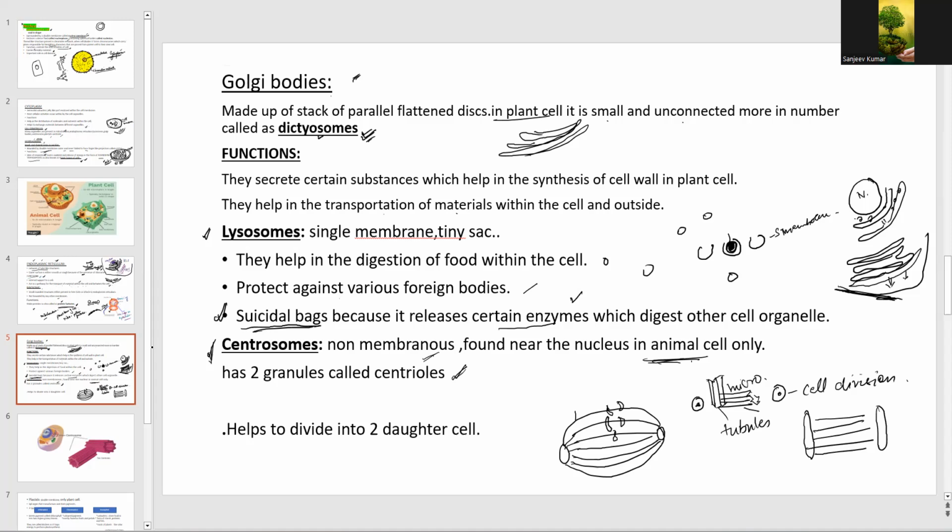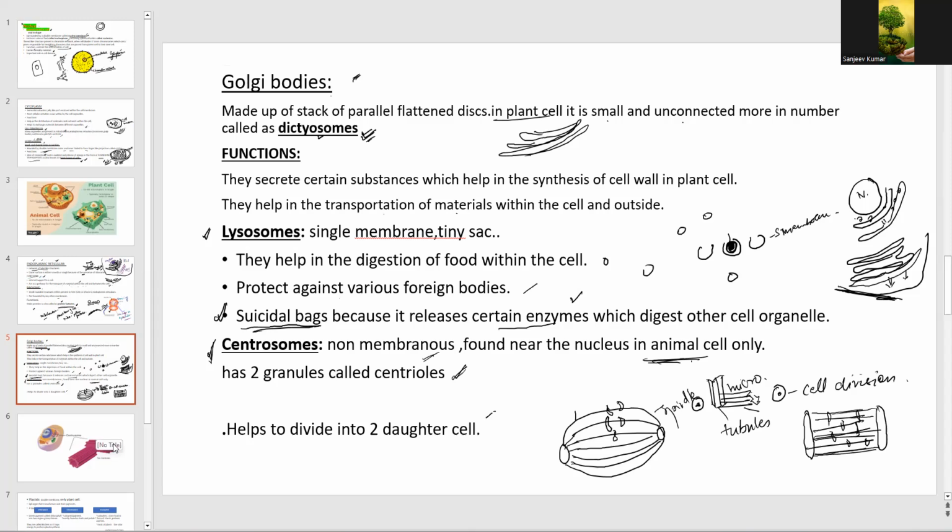So that is why the centrosome is not present there. There is no spindle formation; this is its only function. They help the cell to divide, with spindle formation in the case of the animal cell, but in the plant cell the division is straight, linear. So they help the cell to divide into two daughter cells.